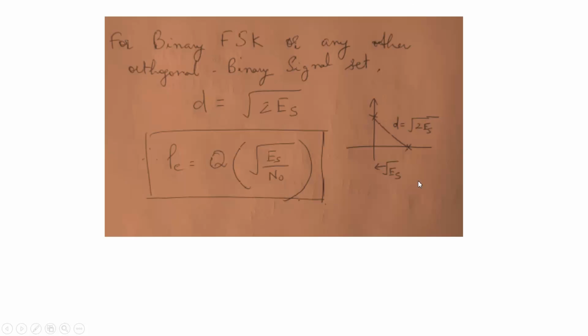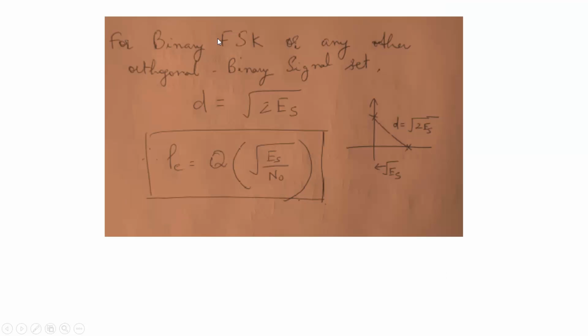And if we use the same formula, probability of error equal to Q of the distance of the signal point from the origin divided by sigma. So what is the distance of each point from the origin? It is under root Es or E divided by N naught. So from here you can calculate the probability of error in the case of binary FSK or, for that matter, any orthogonal binary signal set.